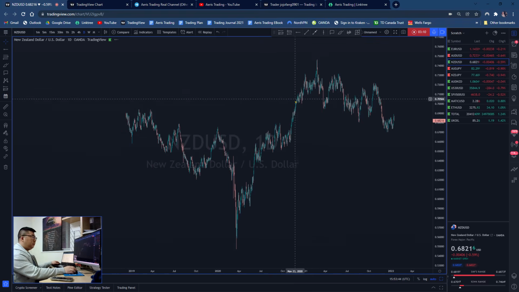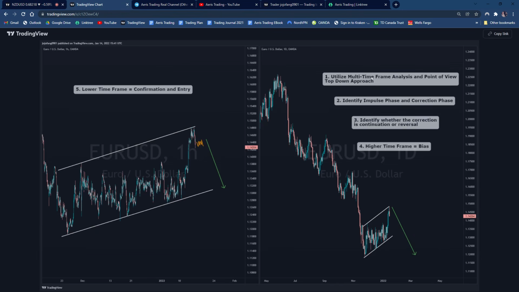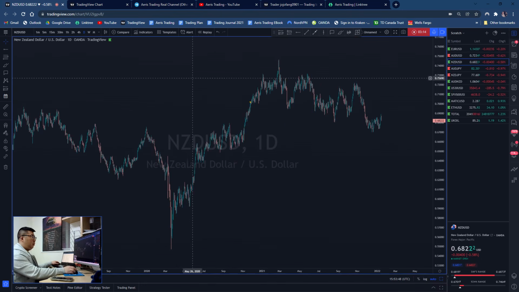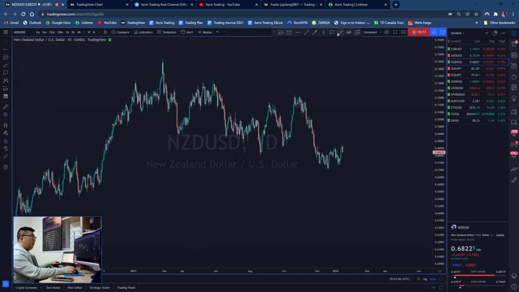Let's start with Kiwi dollar. Again, utilize multi-time frame analysis, point of view, top-down approach. So what do we see here on the latest bit of Kiwi dollar? Well, we overall have this bearish push down, bearish correction, and bearish push down. So this overall is a larger structure that you can see in the making. So impulse, correction, impulse. Now, identify the impulsive phase, right? So this is clearly the latest impulsive phase.